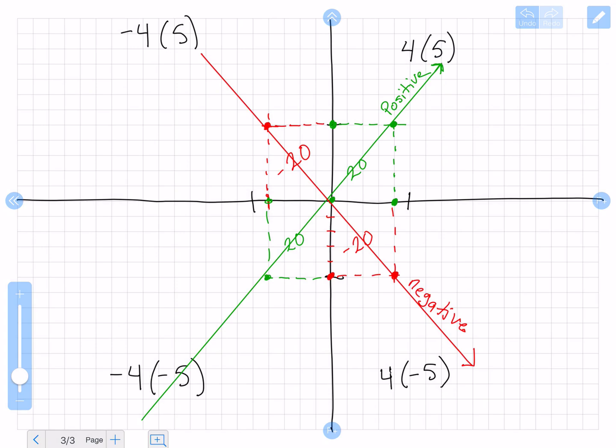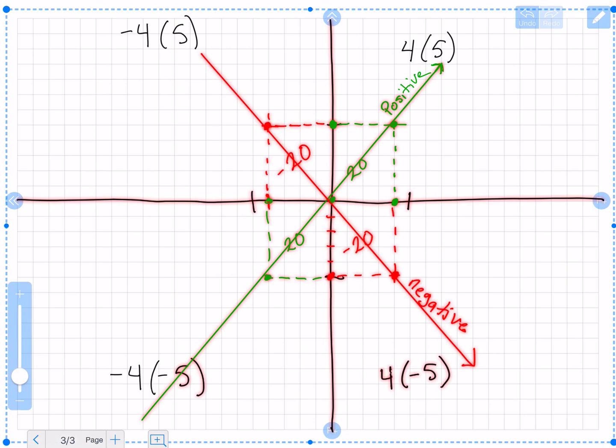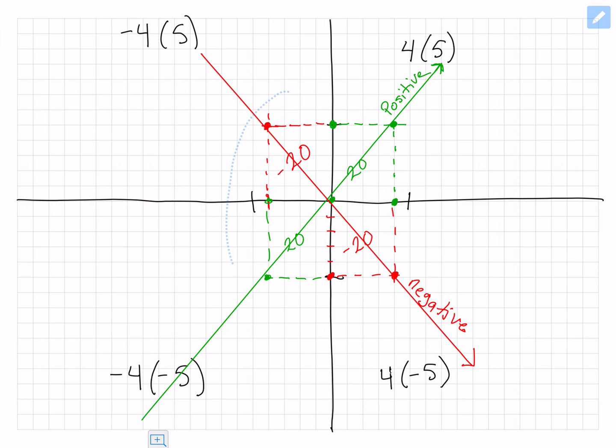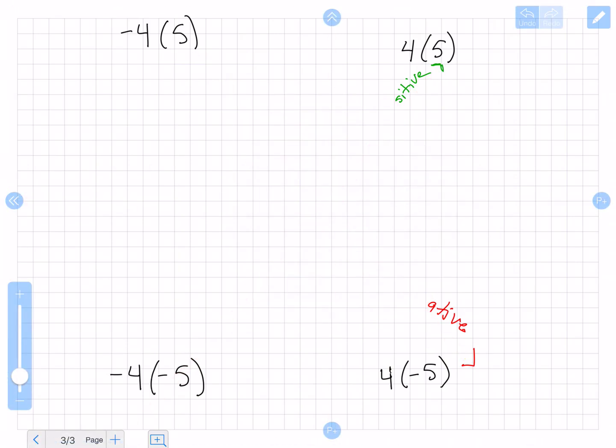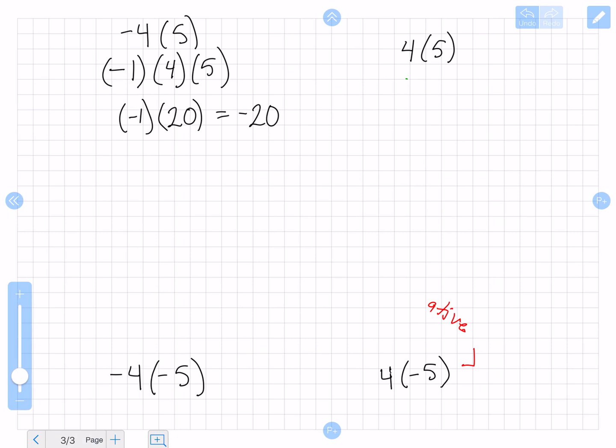One more thing that I want to show you, and we don't really need the grid for this, so I'm going to get rid of the grid, and we're just going to look at the numbers. We could say that negative 4 times 5 is the same as negative 1 times 4 times 5. We know that 4 times 5 is 20, and since 1 times 20 is 20, negative 1 times 20 has to be the opposite of 20, or negative 20.